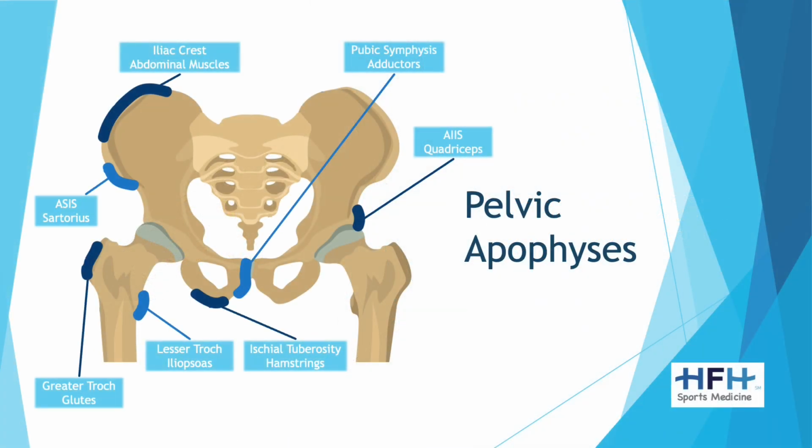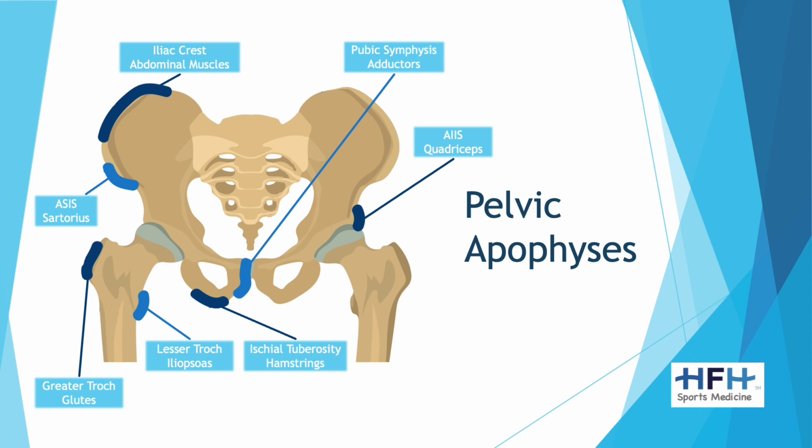If we go back to our prior diagram and add the muscular attachments, what we will find is that the abdominal muscles attach onto the iliac crest, the sartorius attaches onto the ASIS, the quadriceps onto the AIIS, gluteal muscles onto the greater trochanter, the iliopsoas onto the lesser trochanter, the ischial tuberosity is the attachment point for the hamstrings, and then the adductors attach onto the pubic symphysis.